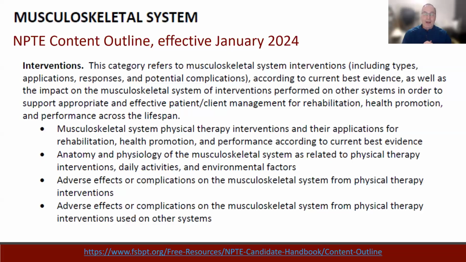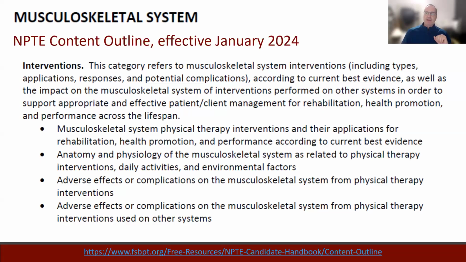This is also from the content outline, and specifically it talks about interventions. I'm not going to spend a whole lot of time on this slide. Again, you can look at the blue font at the very bottom of the screen and go to the fsbpt.org website. For the most part, what is written in the content outline is fairly generic, but it does give us an idea about making sure that we study interventions across the lifespan and maybe some of the specific topics.